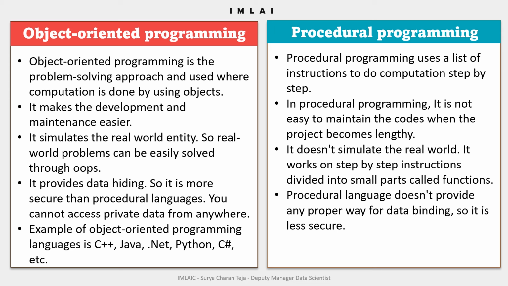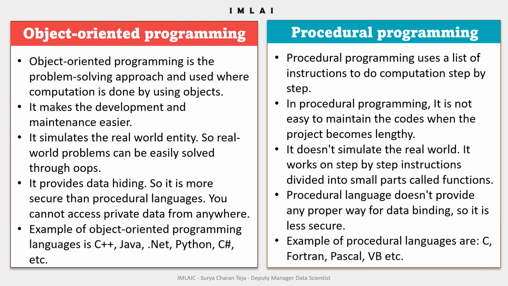Then the last but not least, examples of object oriented programming languages are C++, Java, .NET, Python, C#. And examples of procedural languages are C, Pascal, VB, Python.